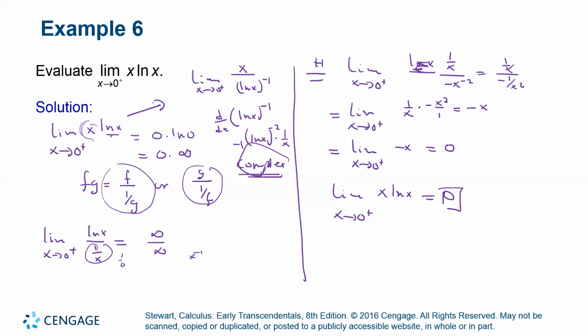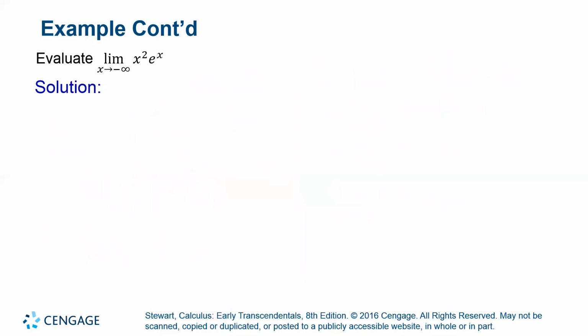Now, when you have a function in terms of e to the x, that one, we use the other approach. Remember, we have f times g is either f over 1 over g.